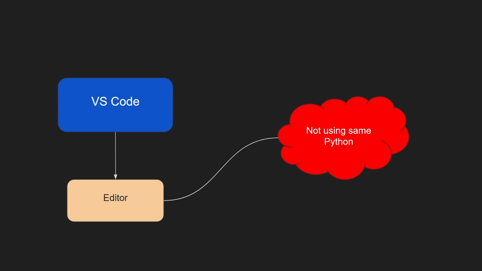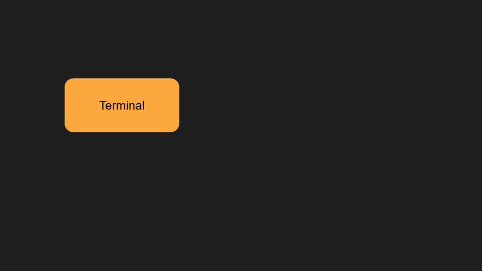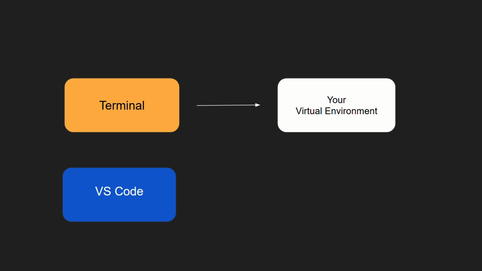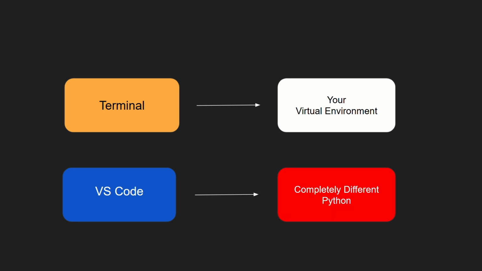So what can happen is this: your terminal is using your virtual environment, but VS Code is running your code using a completely different Python. So from your terminal's point of view, the package is installed, but from VS Code's point of view, that package does not exist. And that's exactly why you see module not found error.